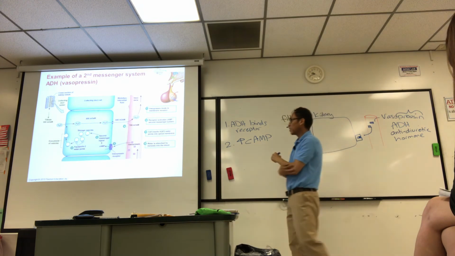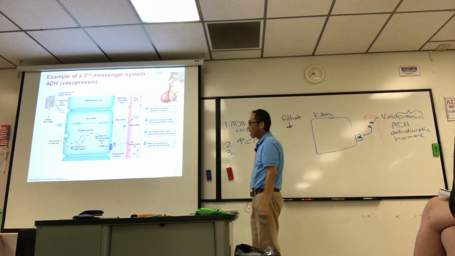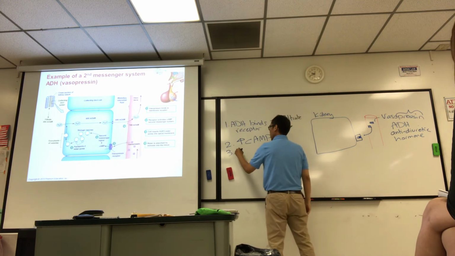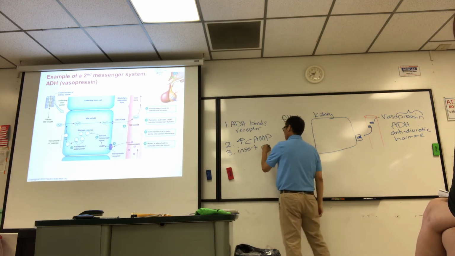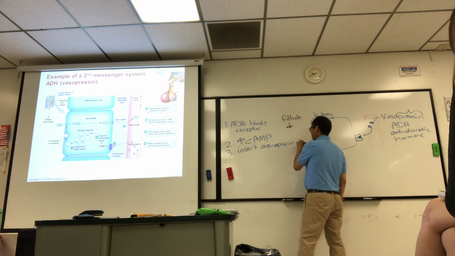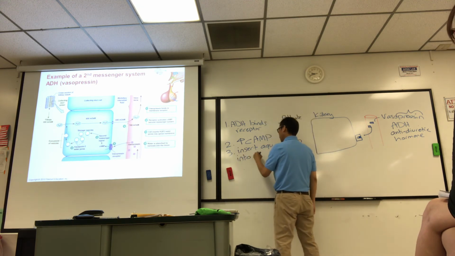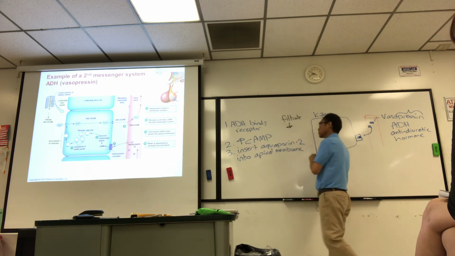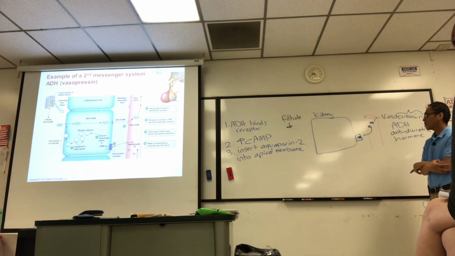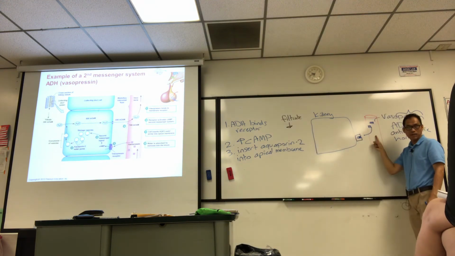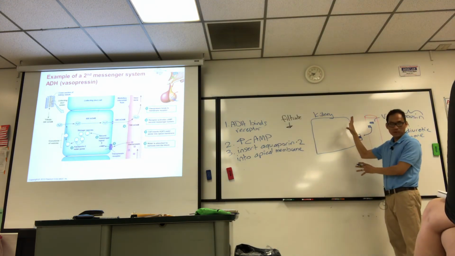So here's the physiology. Number 3, you insert aquaporin 2 water pores into the apical membrane. Let me write that down. Insert aquaporin 2 into apical membrane. The goal is to take water out of the filtrate and put it back into the bloodstream because you're dehydrated. So normally these kidney tubules are watertight.